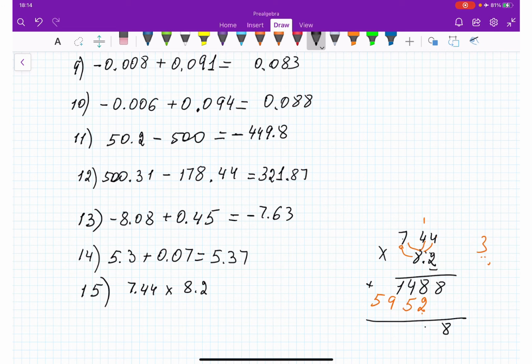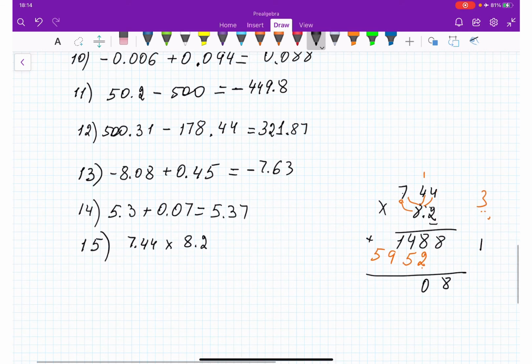So now when we are adding, this 8 comes down. 8 plus 2 is 10, 1 in mind. 4 plus 5 is 9. And 1, it's going to be 10. Again, 1 in mind. 1 plus 9 is 10, and 1 will be 11. 1 in mind, and 5, and we get 6.